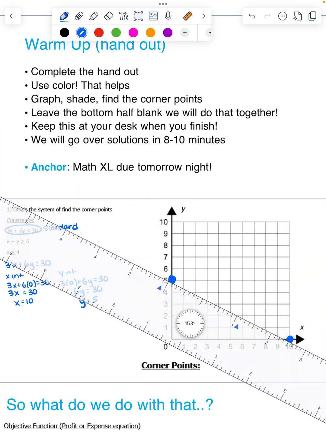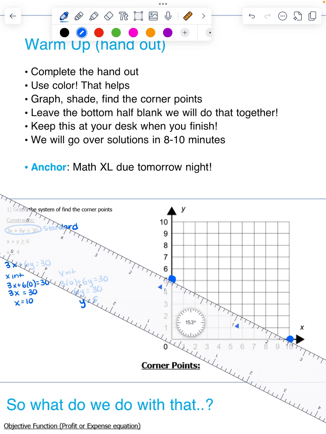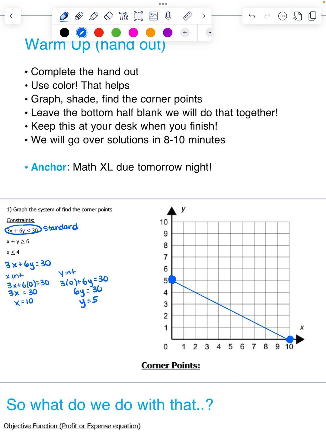And we talked yesterday in class about how important it is for you to use a ruler at this point, because the corner points are going to be intersection points, and we want to make sure that they intersect really perfectly. So I'm just doing my best to make sure I'm going right from the middle of one point to the middle of the other. So that's my first line.